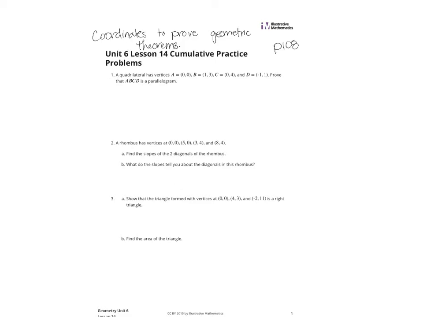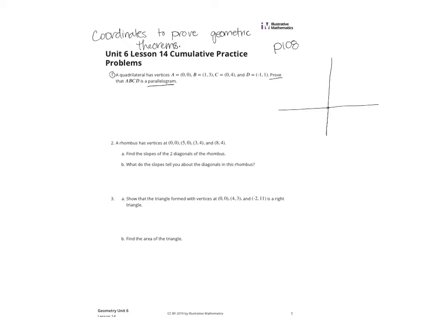So let's take a look at number 1. Number 1 says a quadrilateral. Remember, a quadrilateral has 4 sides, has vertices A, B, C, and D. Prove that ABCD is a parallelogram. So we're being asked to prove that this quadrilateral is a parallelogram. So let's try graphing it and taking a look at it.